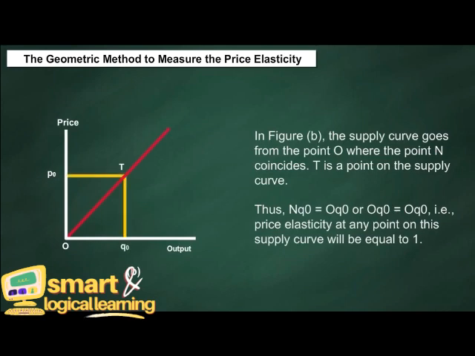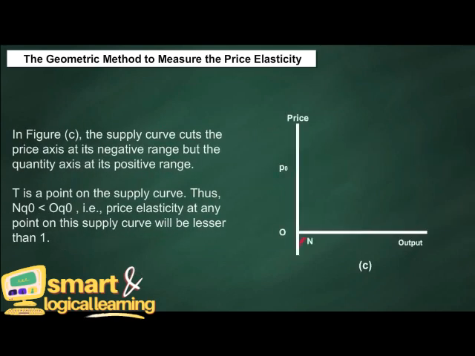In figure B, this supply curve goes through point O, where the point N coincides. T is a point on the supply curve. Thus, NQ0 is equal to OQ0, that is, price elasticity at any point on this supply curve will be equal to 1. In figure C, the supply curve cuts the price axis at its negative range but the quantity axis at its positive range. T is a point on the supply curve. Thus, NQ0 is lesser than OQ0, that is, price elasticity at any point on this supply curve will be lesser than 1.